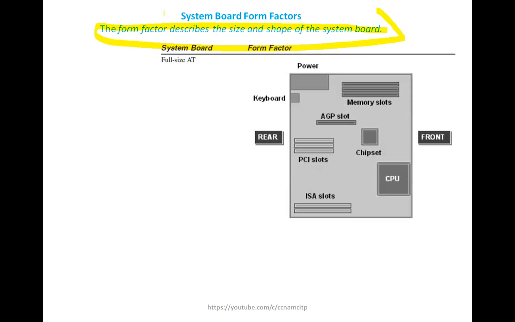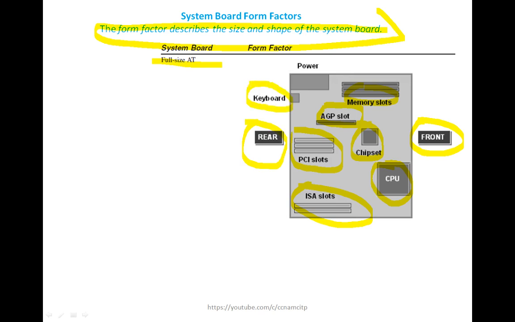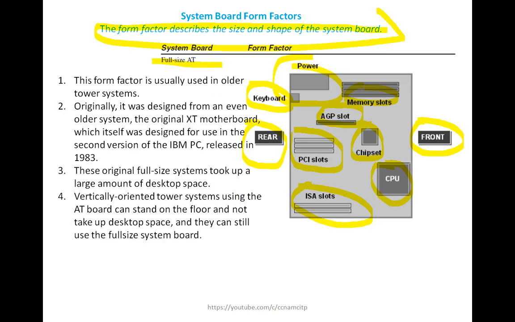So we have a couple of form factors. The very first one is full size AT. This is the structure of the full size AT system board, or motherboard. If you see here, we have the memory slots on this side, the CPU slot, the chipset, the AGP slot, memory slots, and ISA slots. This is your front view and this is your rear view, with the keyboard connector here and the power supply here. This is what the full size AT form factor system board looks like.